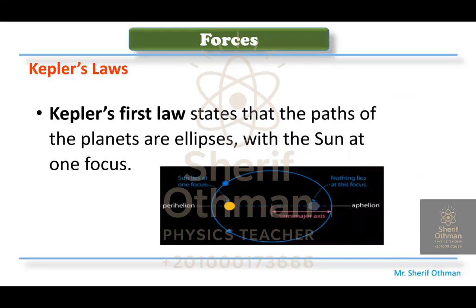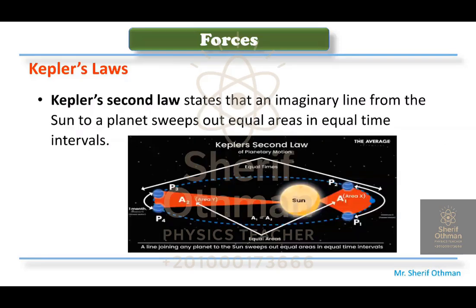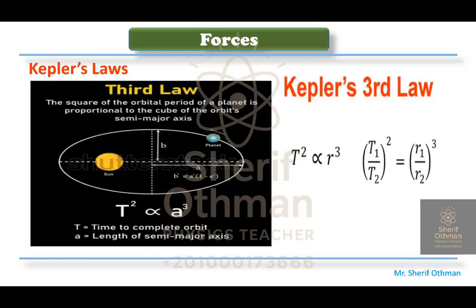Kepler's first law states that the paths of the planets are ellipses with the sun at the focus. Kepler's second law states that an imaginary line from the sun to a planet sweeps out equal areas in equal time intervals. The third law of Kepler states that the square of the orbital period of a planet is proportional to the cube of the orbit's semi-major axis. Semi-major axis, which means the major axis.